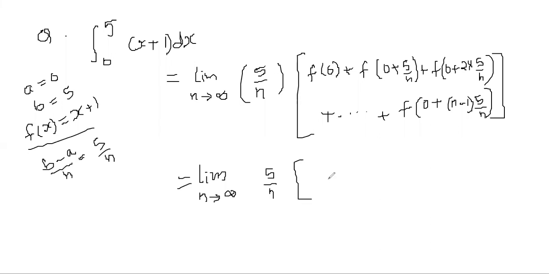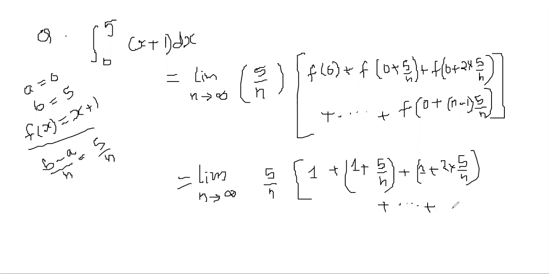So we will simply put the definition of the function. So it is 5 by n. What is f of 0? So it will be 1. 0 plus 1 is 1. What is f of 5 by n? So this is 1 plus 5 by n. Next one is 1 plus 2 into 5 by n, and so on till 1 plus (n minus 1) times 5 by n, according to the definition. So we have come till here. So limit n tending towards infinity, and outside is 5 by n.